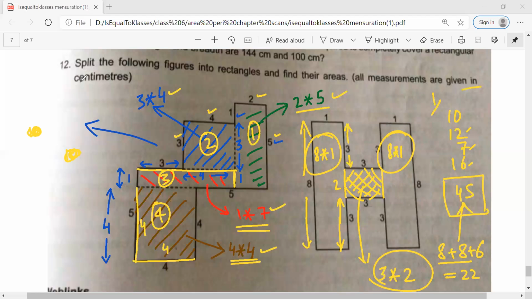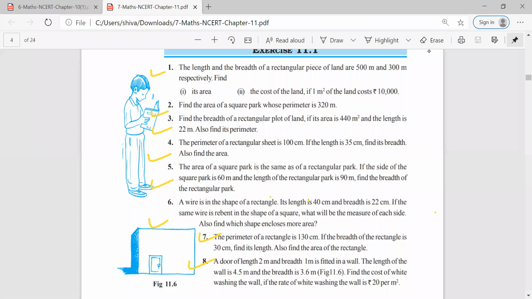All measurements are in centimeters. So this will be centimeter square. And this would be 45 centimeters square. Any doubt? No, sir. Great, sir. Mr. Sarthak, first question.